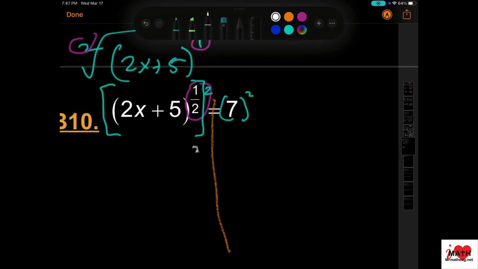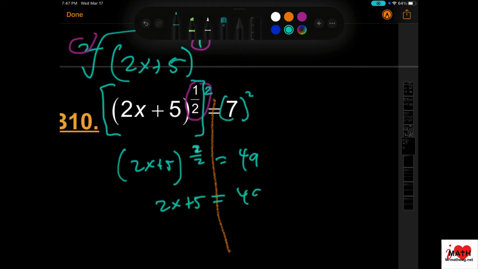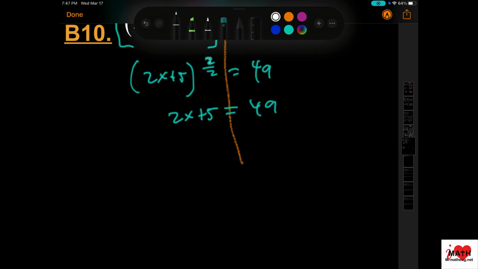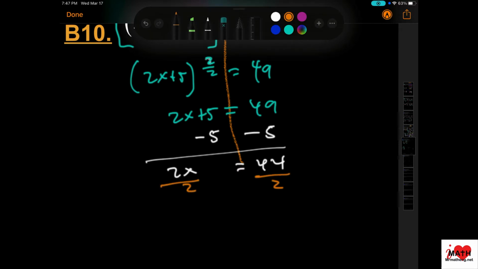Okay, that'll give us 2 over 2. And 7 squared is 49. So 2 divided by 2 is 1, so we don't really need to write anything to the first power. And we can just solve right here. Subtract 5. And divide by 2. We will get x to be 22.